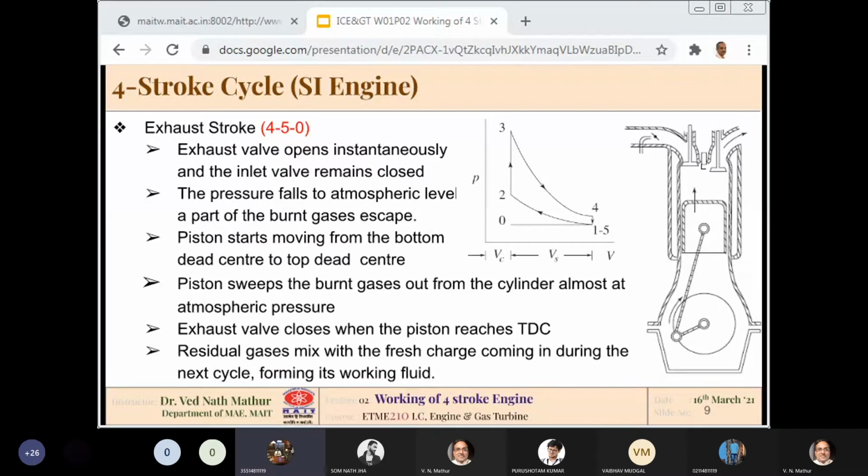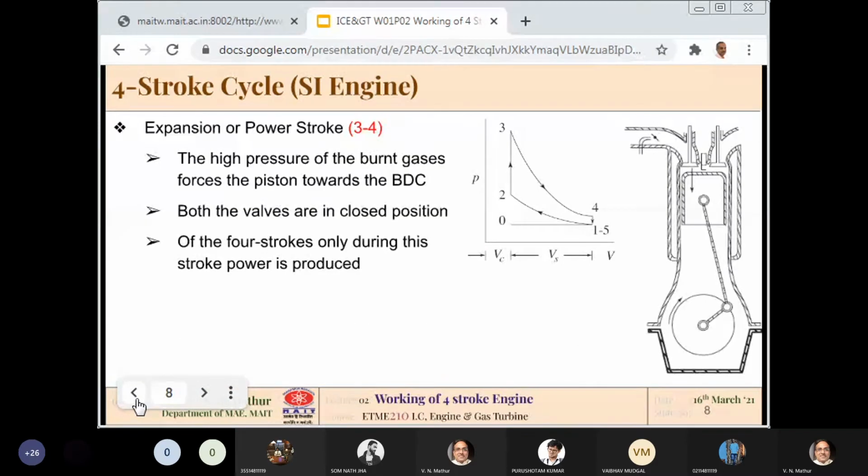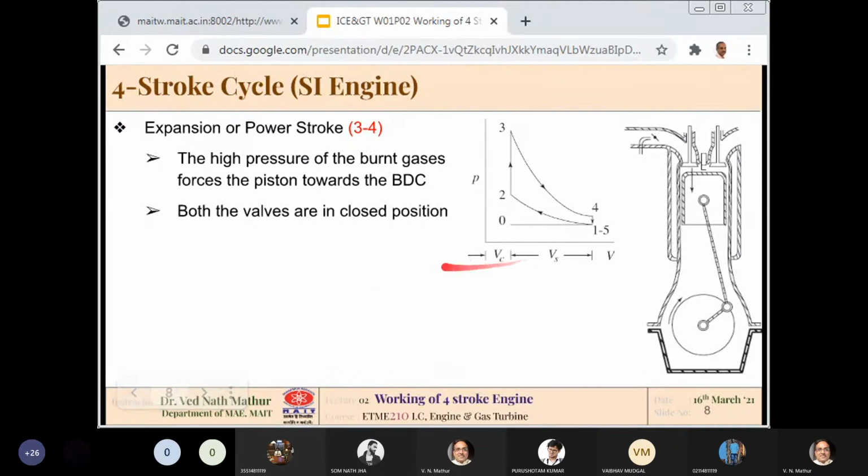Sir, could you go back to the cycle which was before the exhaust stroke? Before the exhaust stroke was the power stroke. Yes, sir, power stroke. This is also called the expansion stroke.